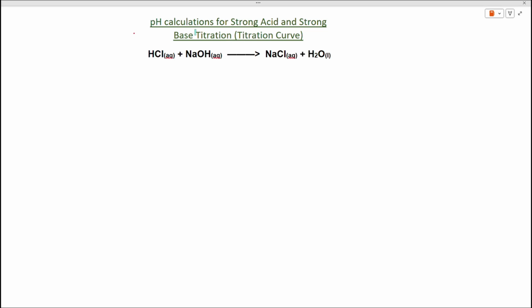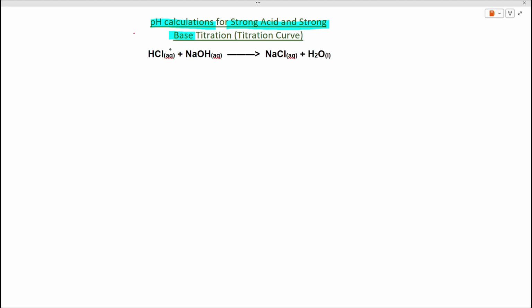Hello, today we'll understand how to do the pH calculations when the titration of a strong acid with a strong base is being carried out, and at the same time how to draw a titration curve for this process and also understand it in detail.